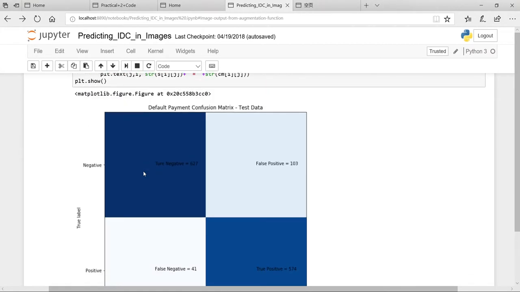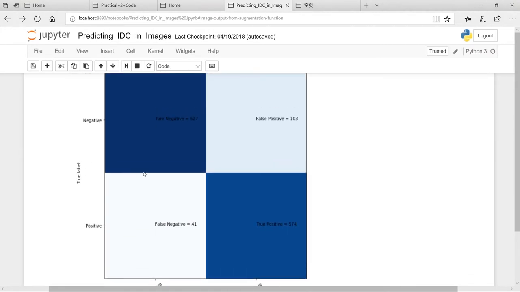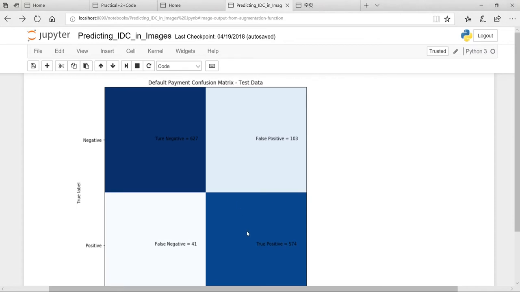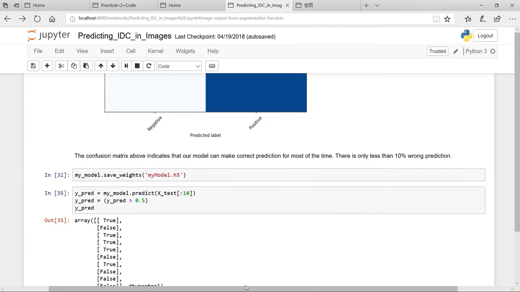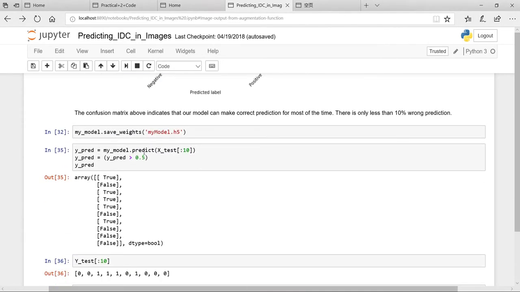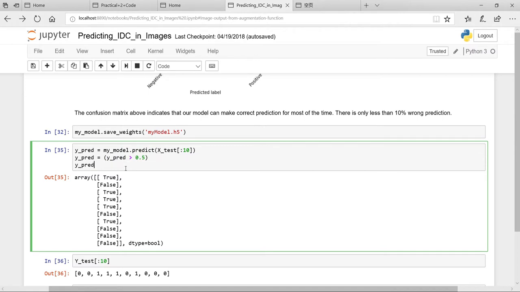I try to test it with the testing set. Here is the confusion matrix. Most of the inputs are correctly predicted. So if we want to use this model, we can basically use it in this pattern.